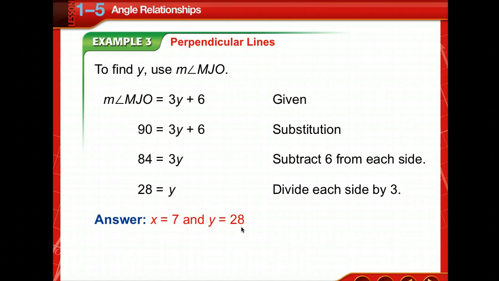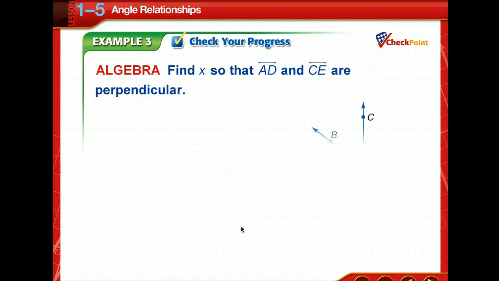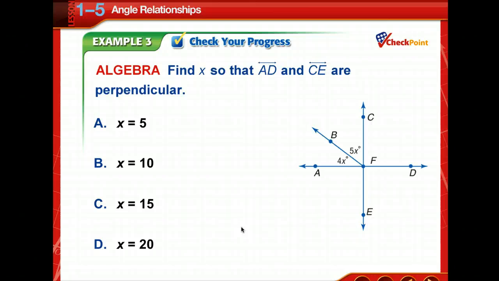If you are a little bit confused, why don't you go back and look at the diagram? Perhaps draw that diagram in your notes and then go back and you can see as it's worked how that comes out to be. All right, time to check your progress. So we're to find x so that line AD and line CE are perpendicular. So take just a moment, pause the video and work that problem.